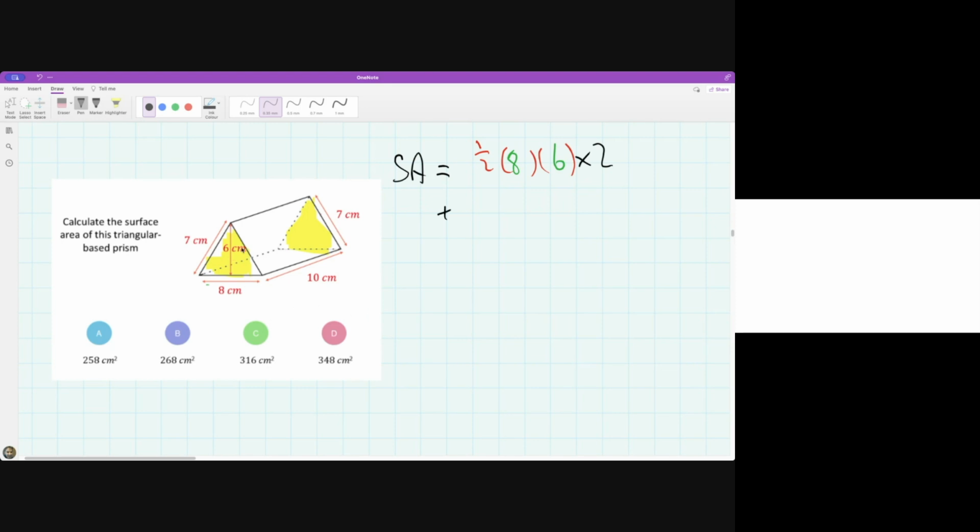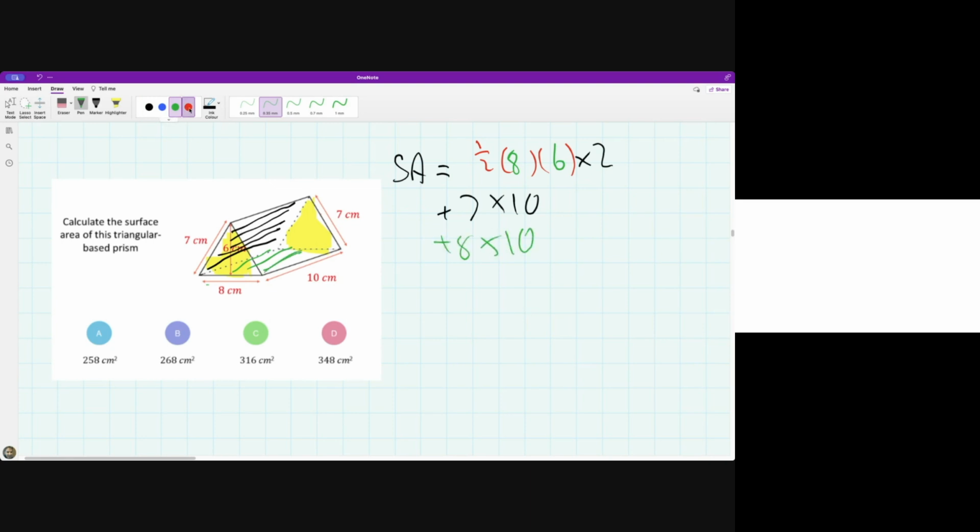What type of shape is this one over here? Let's have a look at this. This looks like, to me, a rectangle. And the length of the sides are 7 and 10. So I'm going to go 7 times 10 for that one. Then for the one on the bottom, it's going to be plus 8 times 10.